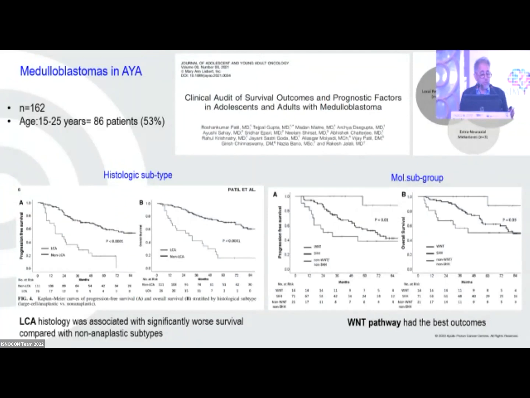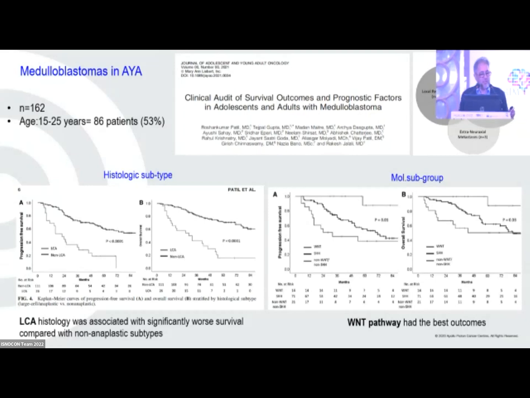I'm very proud of Roshan Kumar Patil. Of course, Tejpal led, kind of mentored him. This is probably the largest AYA series ever published from a single institution in medulloblastomas, of only about 162 patients' data.